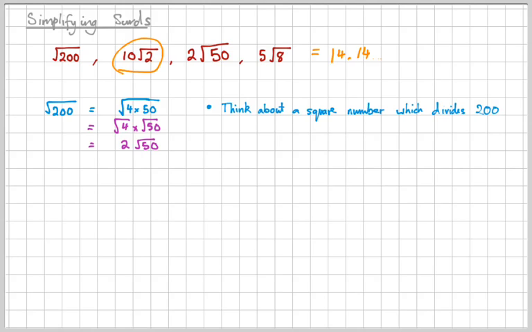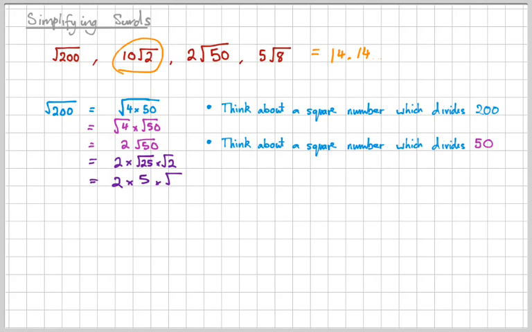Okay? But this isn't the simplest form because there's another square number which divides 50. Well, that is 25. So we can say that root 50 is root 25 times root 2. Okay? Because 25 times 2 is 50. Square root of 25 is 5. Okay, so simplify this. 2 times 5 times root 2 is just 10 root 2. So that is the simplest surd, because there are no square numbers that divide root 2 anymore.